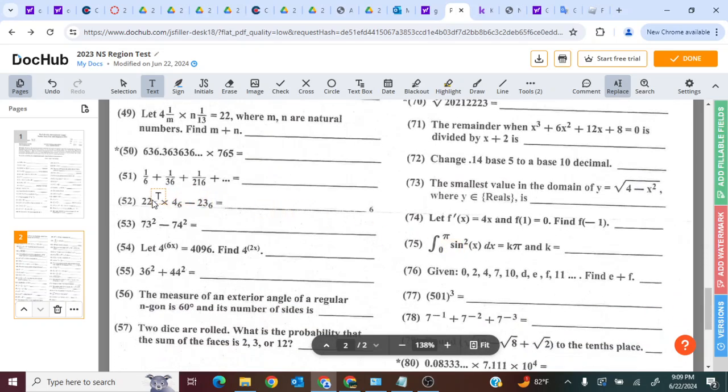Okay, multiply each of them. 4 times 2 is 8, minus 3 is 5, write a 5. 2 times 4 is 8, minus 2 is 6, 1, 0.